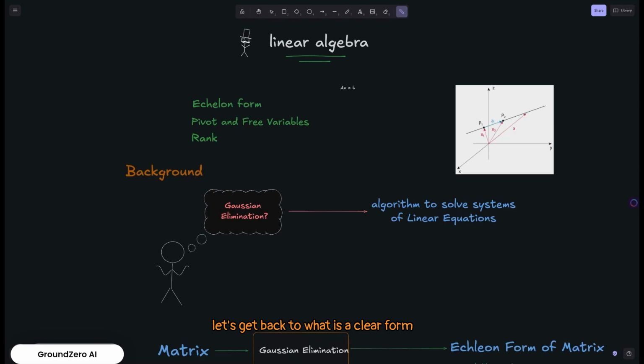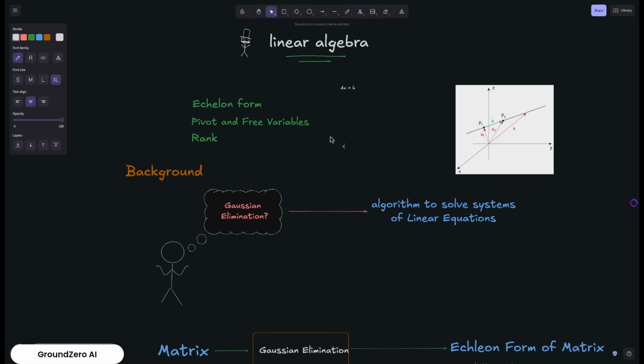So let's get back to what an echelon form is and what the basics of it are. It starts from REF. REF stands for row echelon form. It can visually be shown as a staircase structure, which I'll show in the next slide. Or there's also something called reduced row echelon form, where the leading entries are exactly one.